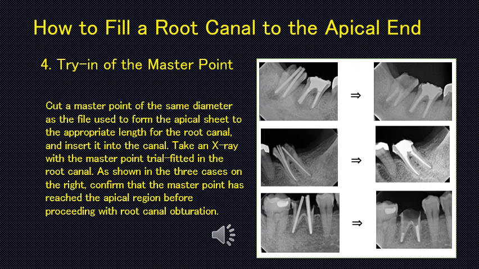4. Try-in of the master point. Cut a master point of the same diameter as the file used to form the apical seat to the appropriate length for the root canal, and insert it into the canal. Take an X-ray with the master point trial fitted in the root canal. As shown in the 3 cases on the right, confirm that the master point has reached the apical region before proceeding with root canal obturation.